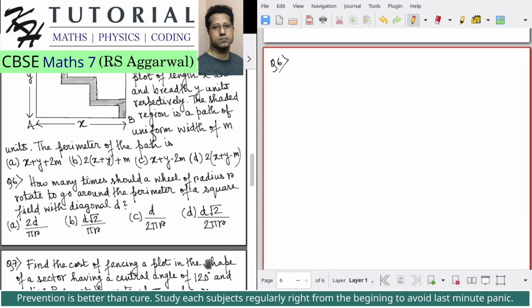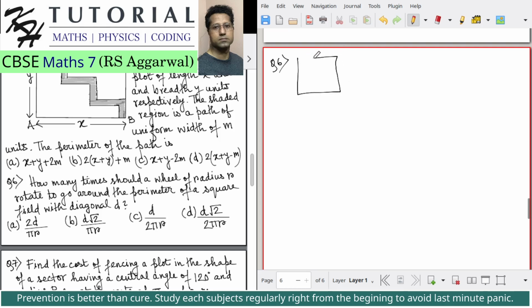Question number 6 says: how many times should a wheel of radius r rotate to go around the perimeter of a square field with diagonal d? So first of all, we have to find the perimeter of the square field with diagonal d.